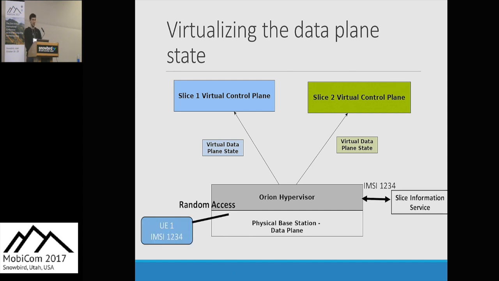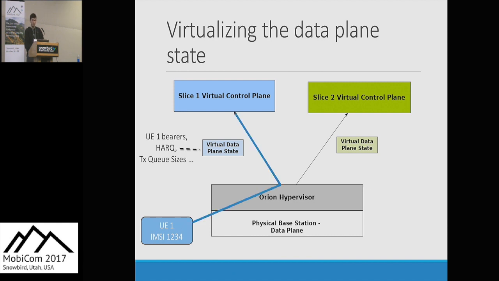So let's assume that we have a UE that belongs to slice number 1. When this UE wants to connect to the network, it will need to go through the random access process at the physical base station. And once this succeeds, the hypervisor of Orion will be responsible for mapping this device to its appropriate slice using some kind of unique ID, like, for example, the IMSI that is stored in the SIM card of the device.